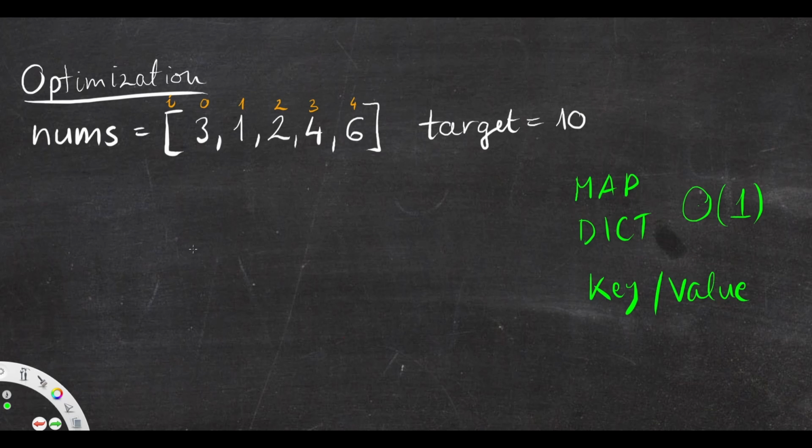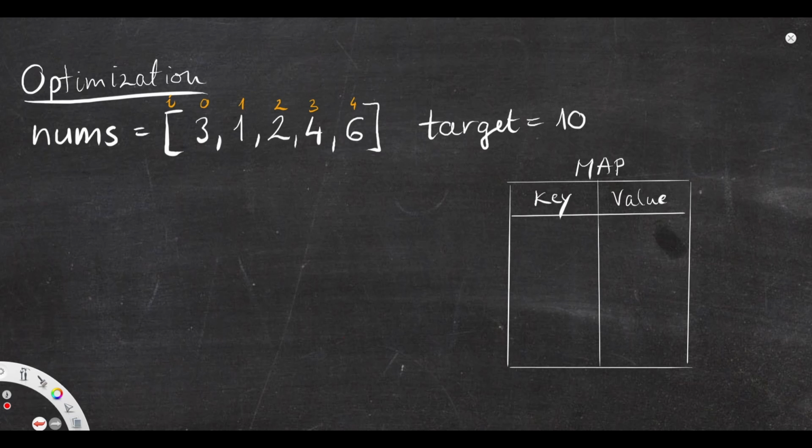Alright, let's see this in practice. It will make sense. Let's take each individual number from this nums array, subtract them from the target number, and look for that particular number in the map. If that number is present in the map, then we know that we found a match.